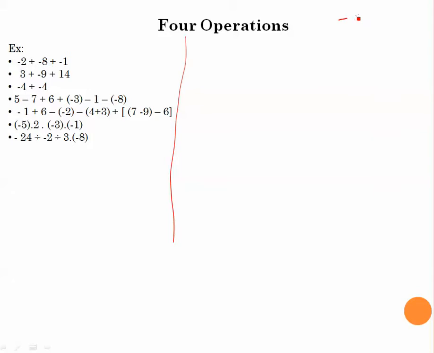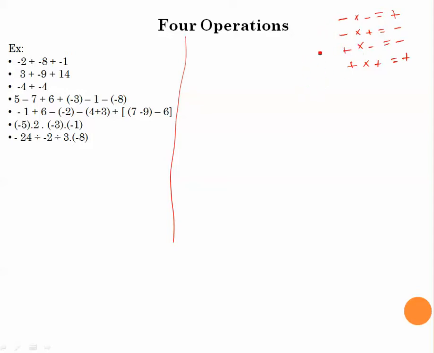Negative times negative would give you positive, and negative times positive would give you negative. Positive times negative would give you also negative, and positive times positive would give you positive. So if you multiply two negative signs, it's going to give you positive. Any two different signs is going to give you negative.